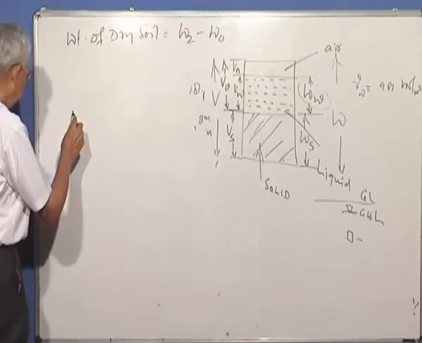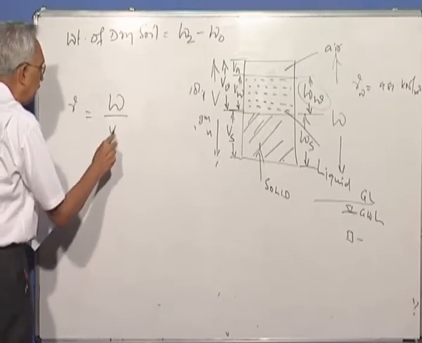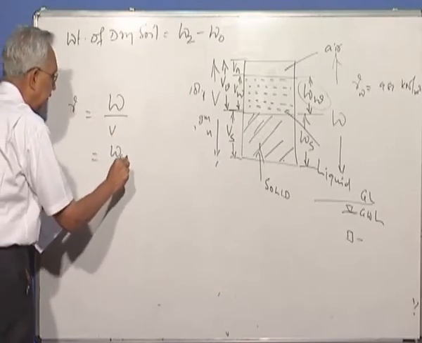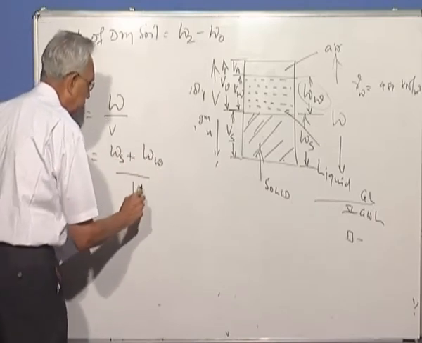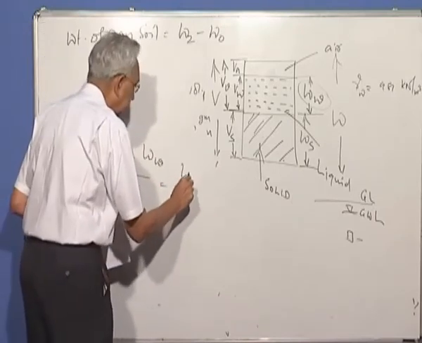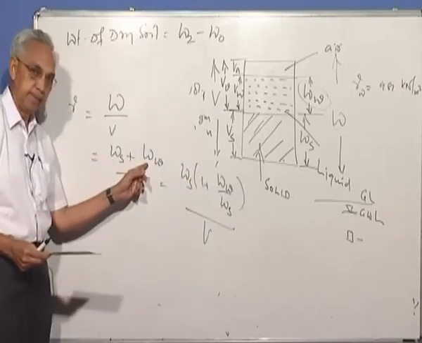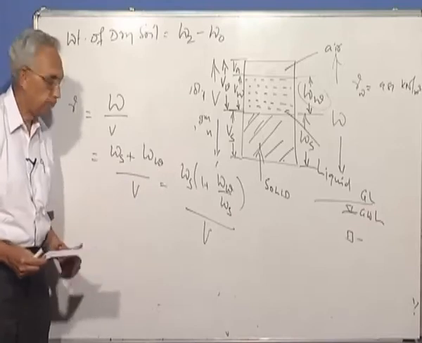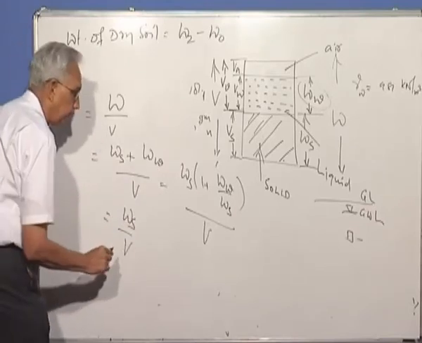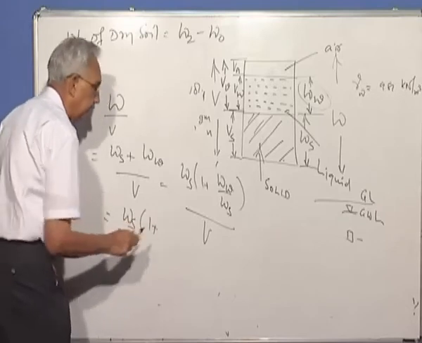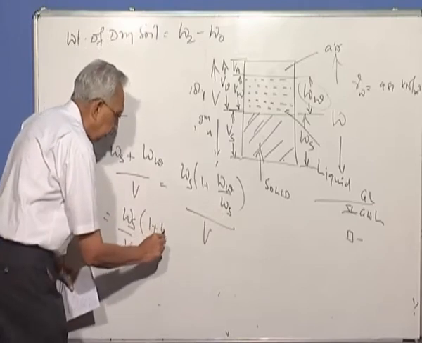For example, we have gamma total, which is total weight by volume. Can I say this is weight of solids plus weight of water divided by volume? I express this as a ratio and take the common factor. So can I write it as weight of solids by total volume into 1 plus weight of water by weight of solids? Can I say it is nothing but water content?